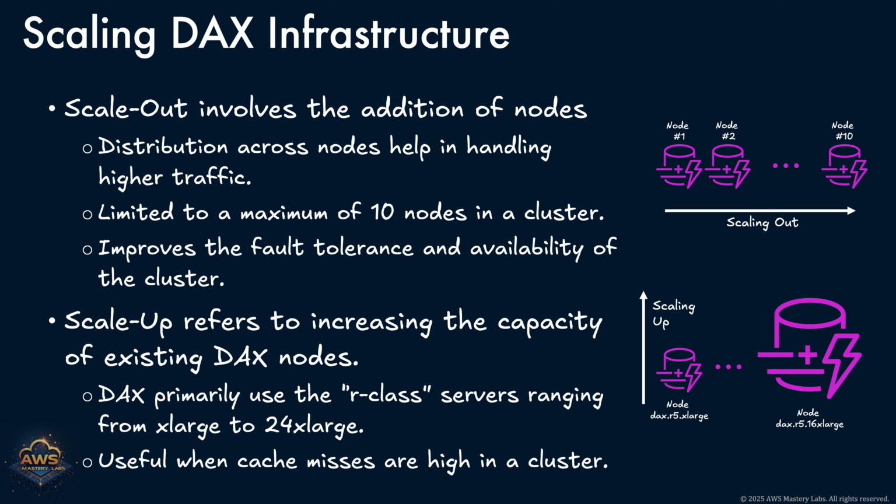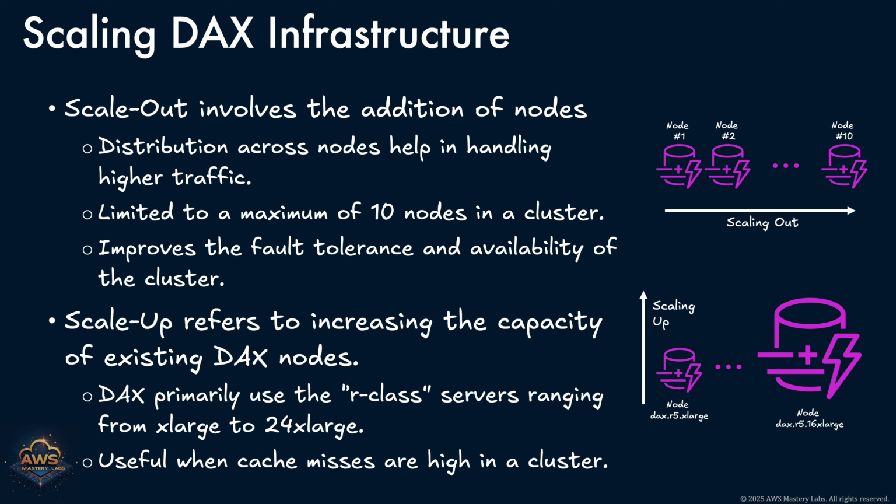DynamoDB Accelerator, DAX, provides two primary approaches to scaling. Scaling out involves adding more nodes to the DAX cluster, increasing the overall cache capacity and allowing the system to handle higher request volumes. This method is ideal for high-throughput applications where multiple requests need to be served in parallel with low latency. By distributing the load across multiple nodes, scale-out ensures better load balancing and fault tolerance, making it the preferred approach for large-scale and rapidly growing workloads.